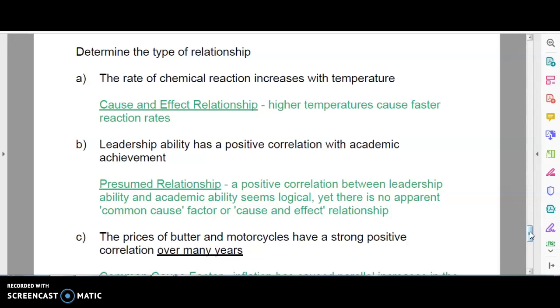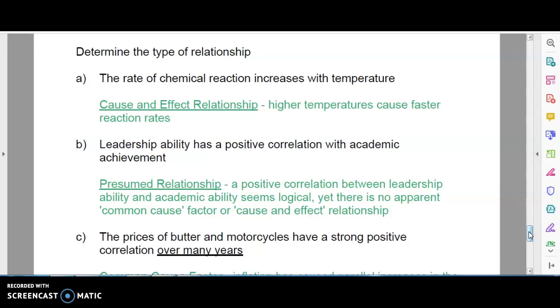B, leadership ability has a positive correlation with academic achievement. So this we would call a presumed relationship. A positive correlation between leadership ability and academic ability seems logical, yet there is no apparent common cause factor or cause and effect relationship. So there's no actual proof, even though, like we have said here in the solution, it does seem logical. So because it seems logical, but there's actually no common cause or cause and effect, we call that our presumed relationship.